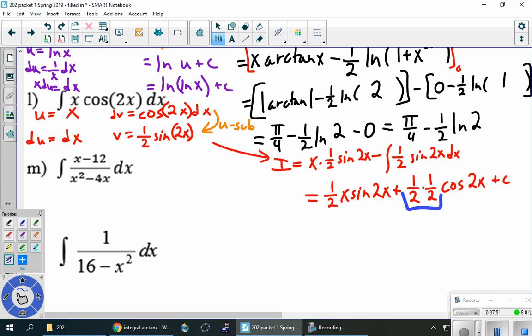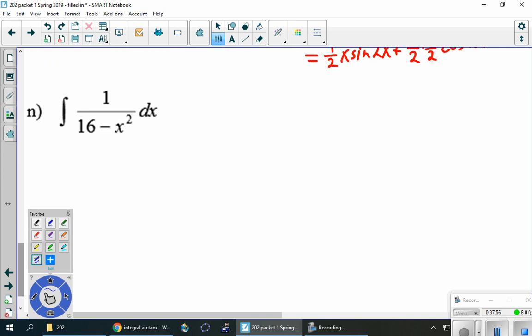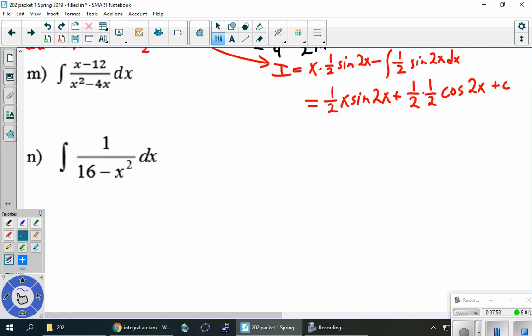Okay, part M, integral x minus 12 over x squared minus 4x dx. Okay, first impression, I see a denominator whose derivative maybe is sitting up here. Let's try it. If we let u equal the denominator, then du is 2x minus 4, which is sadly not just a constant multiple of x minus 12. It was worth a shot.